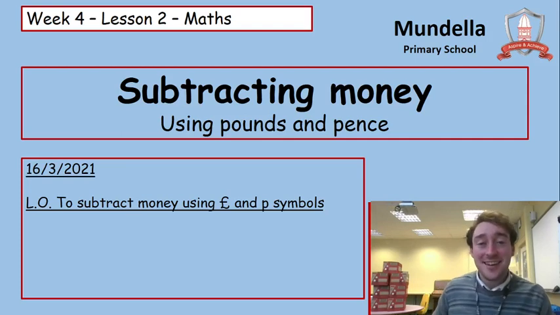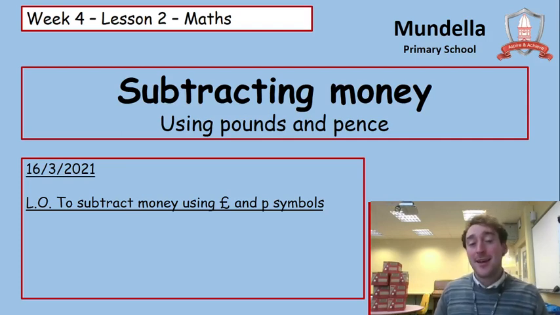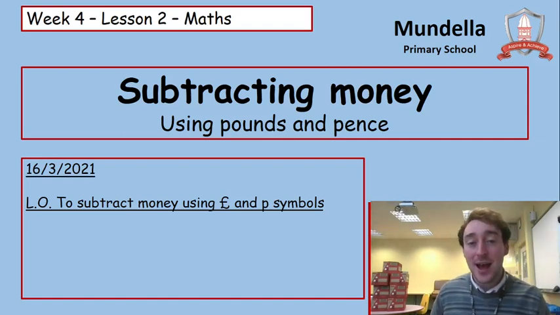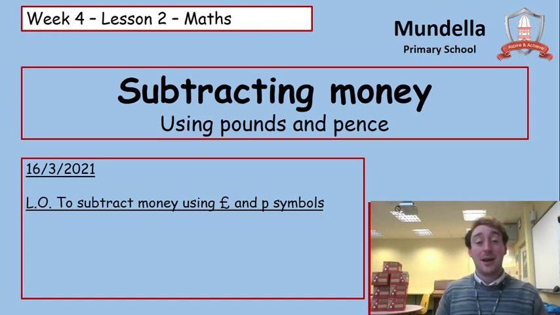Hello Year 3 and welcome to Lesson 2 of Maths, and today we are subtracting money, not adding money like yesterday, but taking it away, subtracting money using pounds and pence.